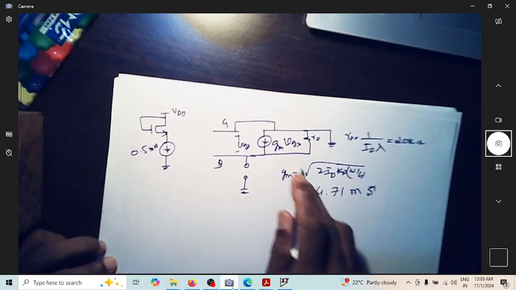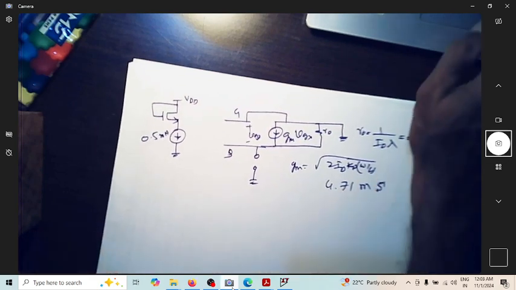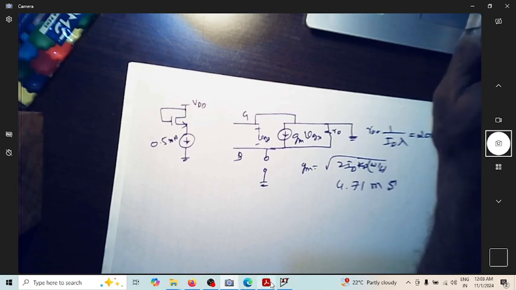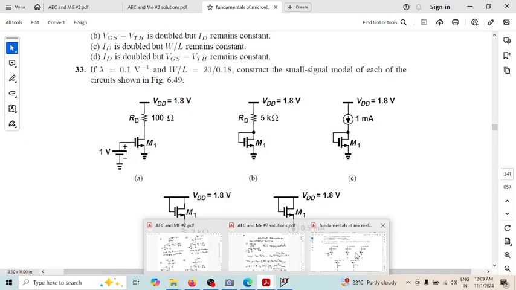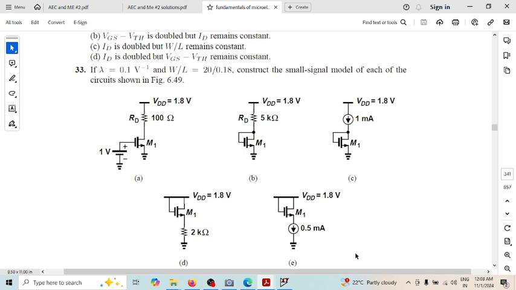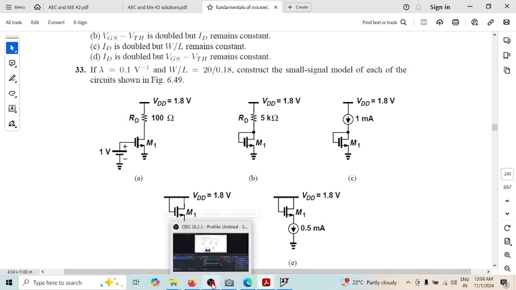So this is how you can find the small signal model of various circuits. That's it. We will do the remaining problems in the next video.